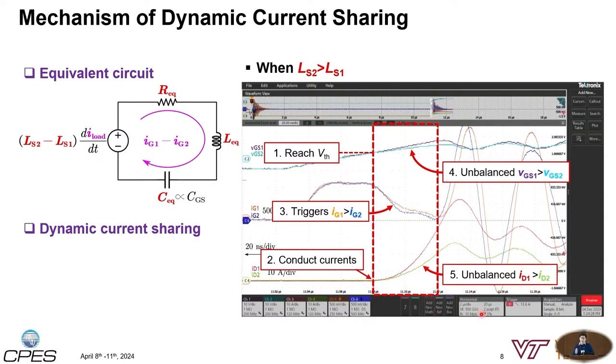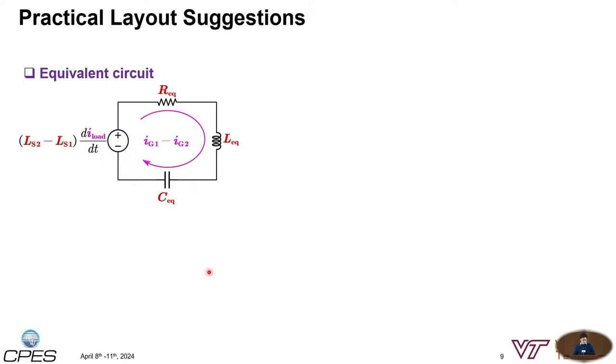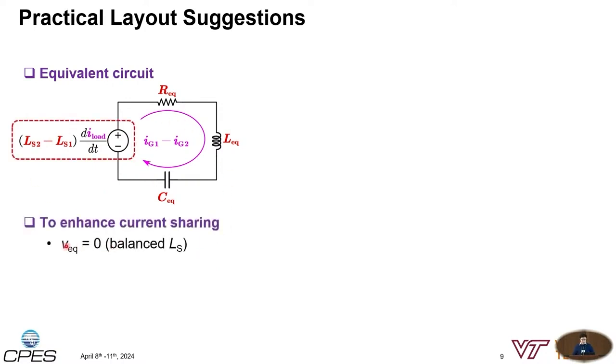So for the dynamic current sharing, you can see that it is most sensitive to your power source layout mismatch. And also the degree of this unbalance will be determined by the combination of the equivalent R, equivalent L, and equivalent C. And what practical layout suggestions can we provide, learned from this circuit? For example, to enhance the current sharing, first of all, you can make the equivalent voltage equal to 0, which indicates that you have a very balanced source layout.